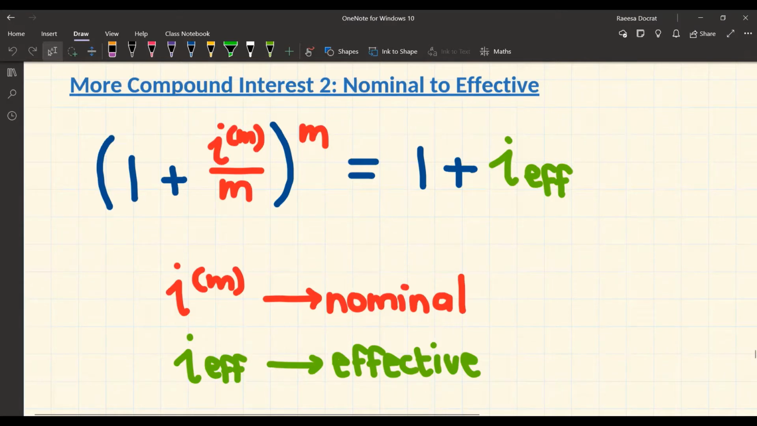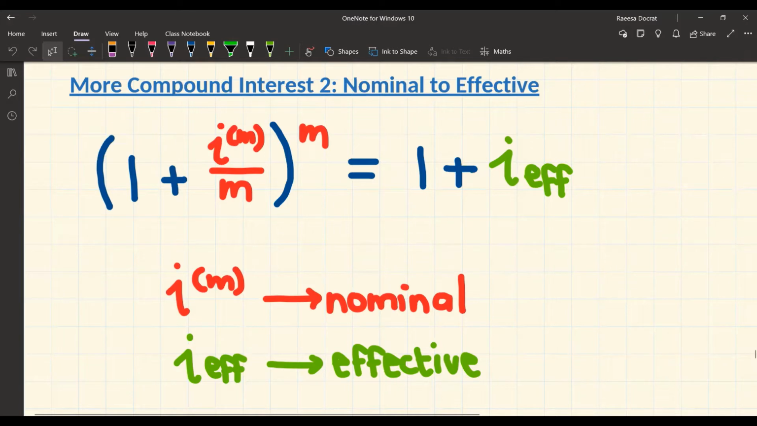In this video, we're going to have a look at how to convert a nominal interest rate to an effective interest rate. A nominal interest rate is when the rate does not match the compounding period. For example, per annum compounded monthly does not match, and an effective rate does.